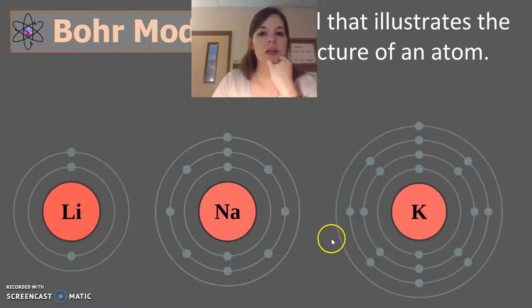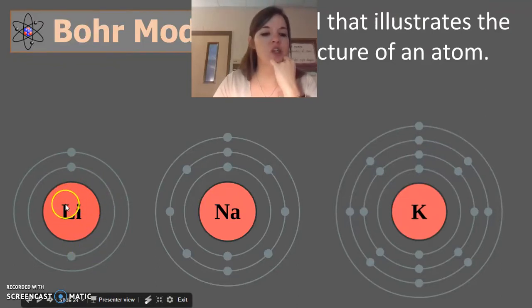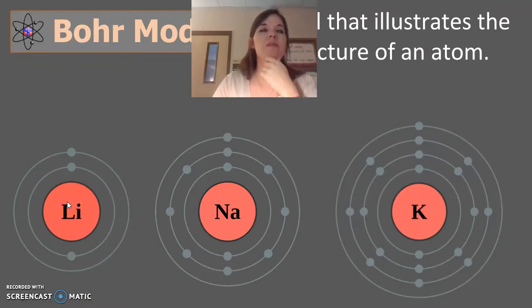So a model that illustrates the structure of the atom. This is lithium, and inside of lithium you should have 3 protons. Most lithium atoms have 4 neutrons, and then if it's a neutral atom, 3 electrons, 1, 2, 3.